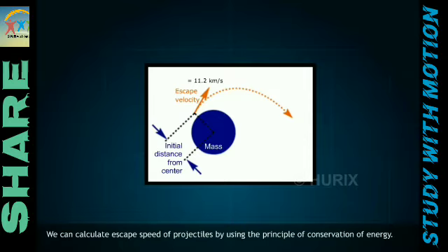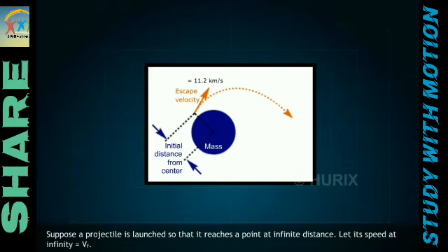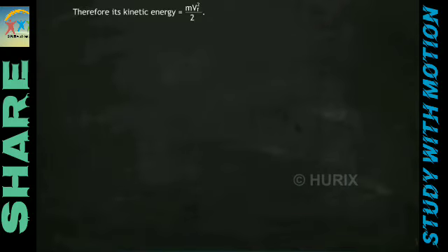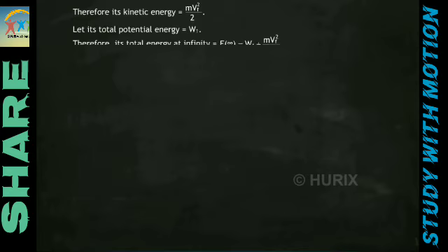This minimum speed is known as the escape speed. We can calculate escape speed of projectiles by using the principle of conservation of energy. Suppose a projectile is launched so that it reaches a point at infinite distance. Let its speed at infinity equal Vf. Therefore, its kinetic energy equals m Vf squared by 2. Let its total potential energy equal W1. Therefore, its total energy at infinity equals E(infinity) = W1 + m Vf squared by 2.